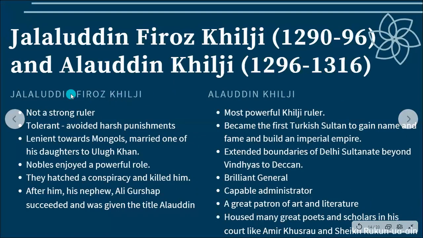But he was very tolerant. He avoided giving harsh punishments. He was very lenient towards the Mongols. In fact, he even married one of his daughters to Ulugh Khan. Right? He was the Mongol king, and Jalaluddin Firoz Khilji married one of his daughters to Ulugh Khan.